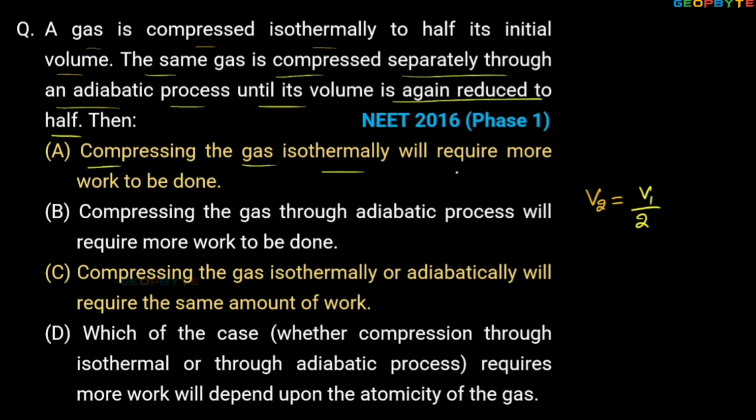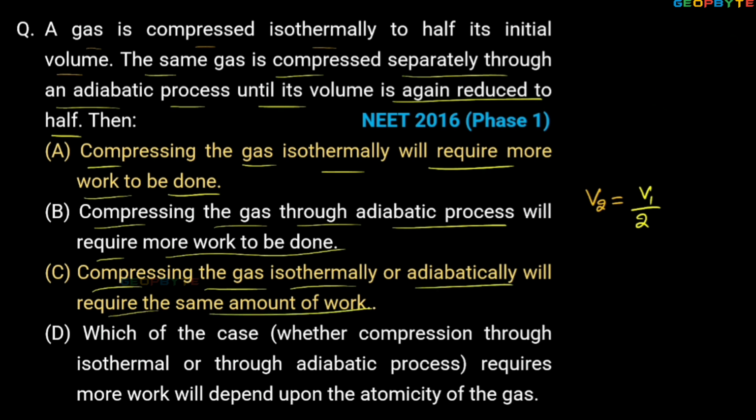Option A: compressing the gas isothermally will require more work to be done. B: compressing the gas through the adiabatic process will require more work to be done. Option C: compressing the gas isothermally or adiabatically will require the same amount of work. Option D: whether compression through isothermal or adiabatic process requires more work will depend on the atomicity of the gas, right? It is not like that.